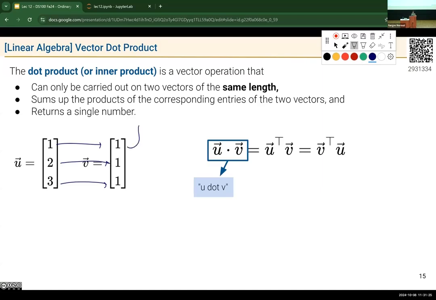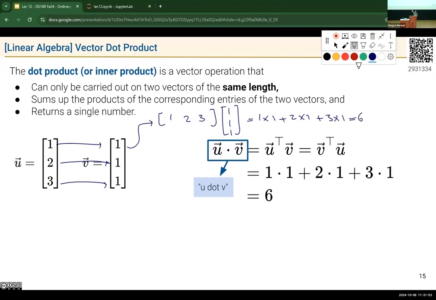So again, in this case, I'm going to transpose, for example, the vector u. This is going to give me 1, 2, 3. And then I'm going to multiply it with the column vector 1, 1, 1. This is very simple, one row vector, one column vector. So you would just do the normal matrix multiplication, which is going to give you 1 times 1 plus 2 times 1 plus 3 times 1, which is equal to 6. And in fact, if you were to do it with the element-wise product and do the summation, you would also get the value 6 as a result.